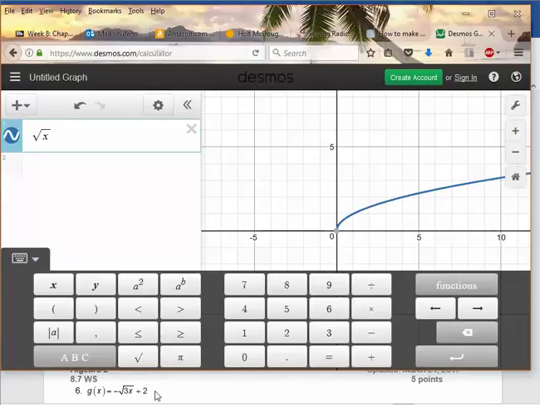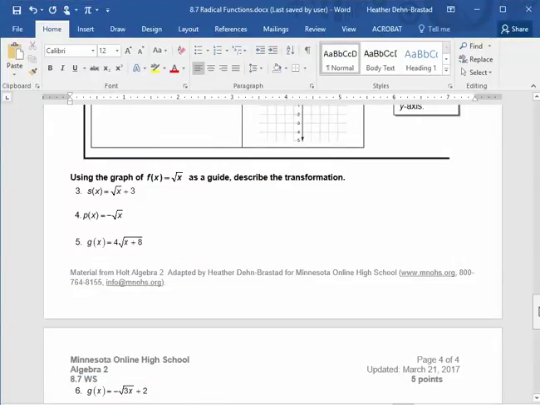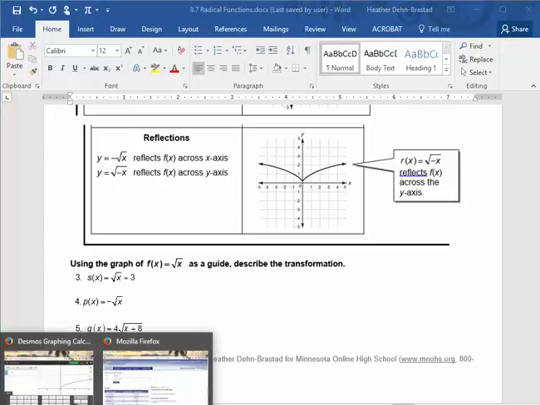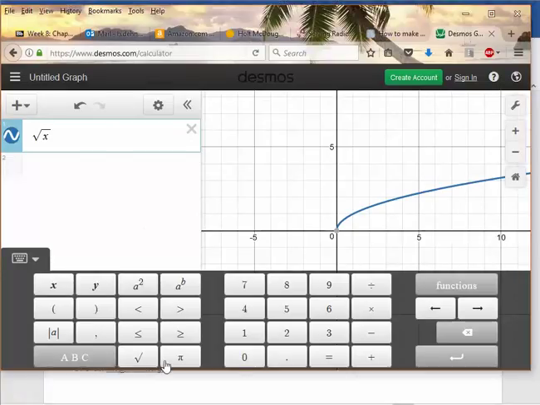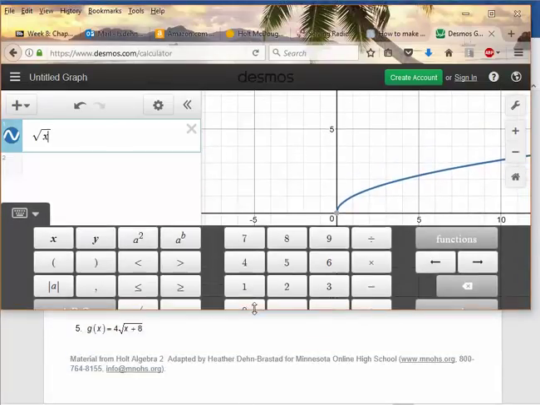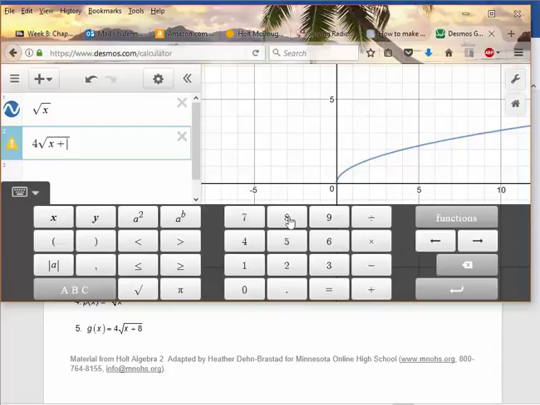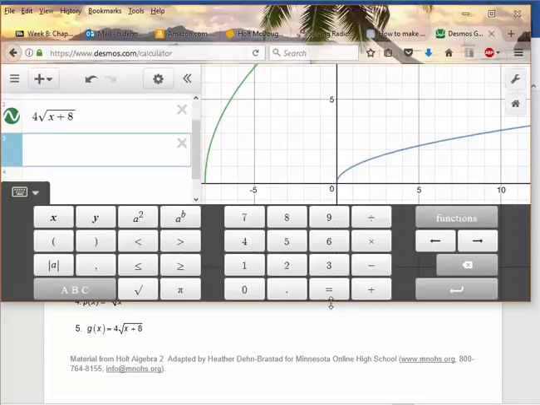Now on our worksheet, let me move that to the bottom. There we go. So I was going to graph 4 times the square root of x plus 8. So I'm going to leave the blue square root of x there, and I'm going to type in 4 times the square root of x plus 8. And I make sure that that looks the same, and it does. So now I'm going to make my screen a little bit bigger here.